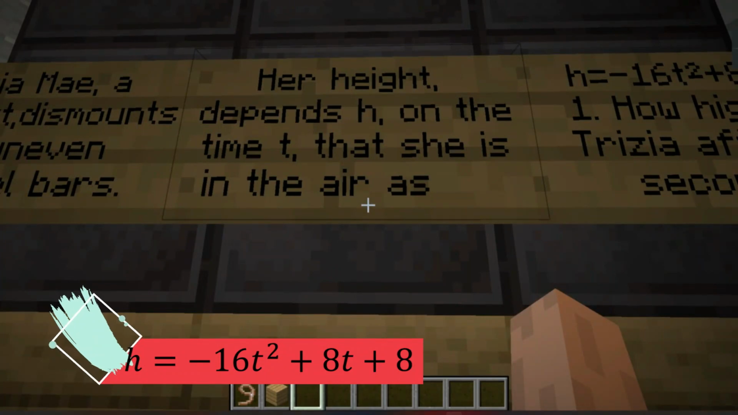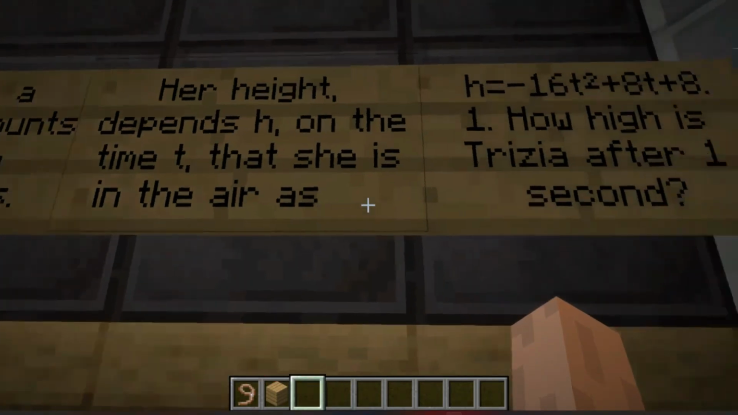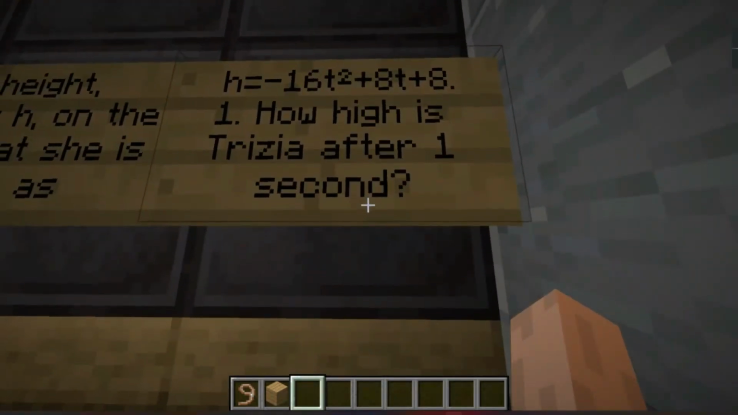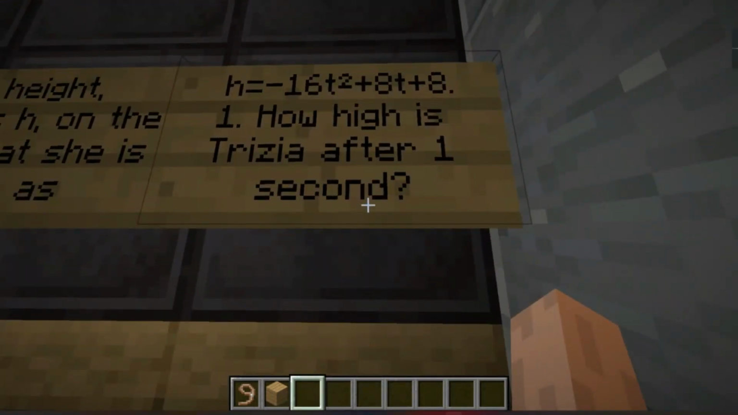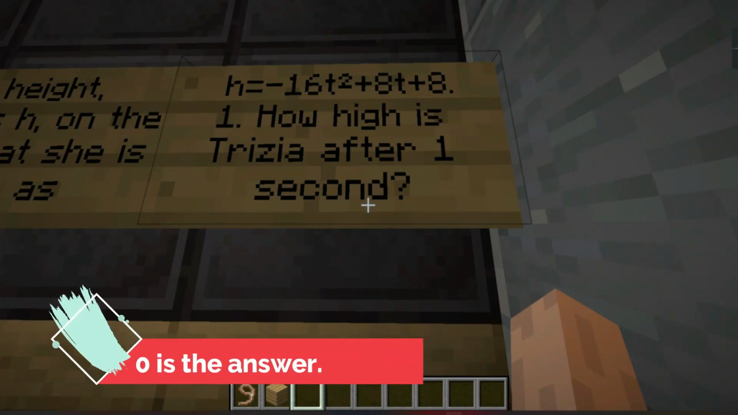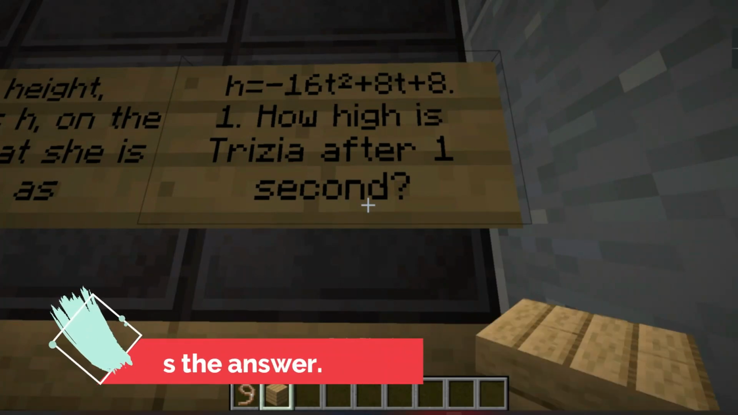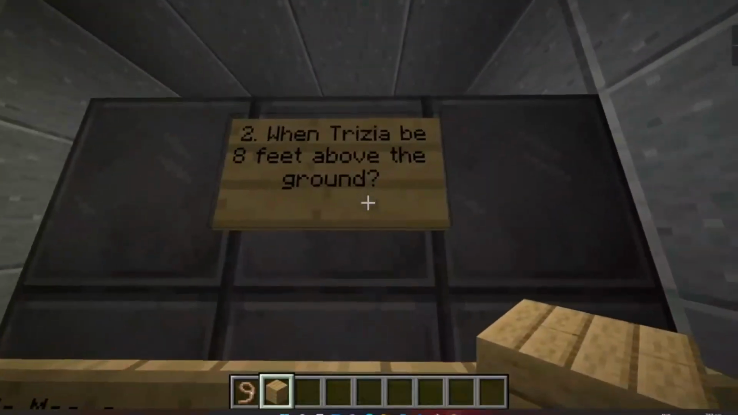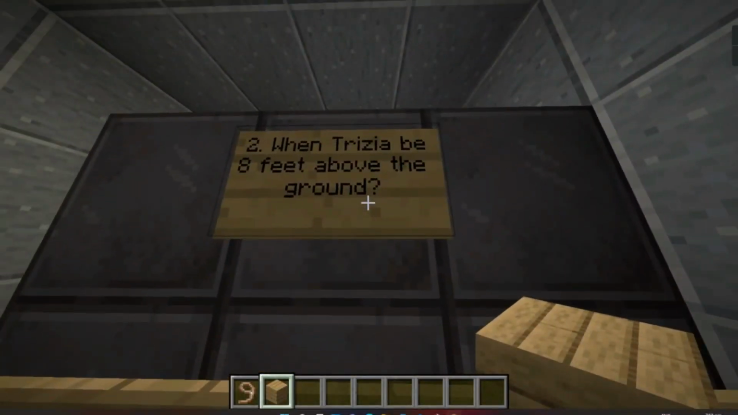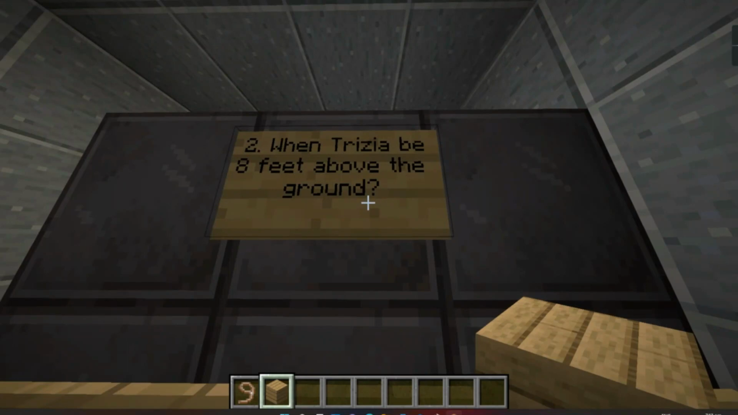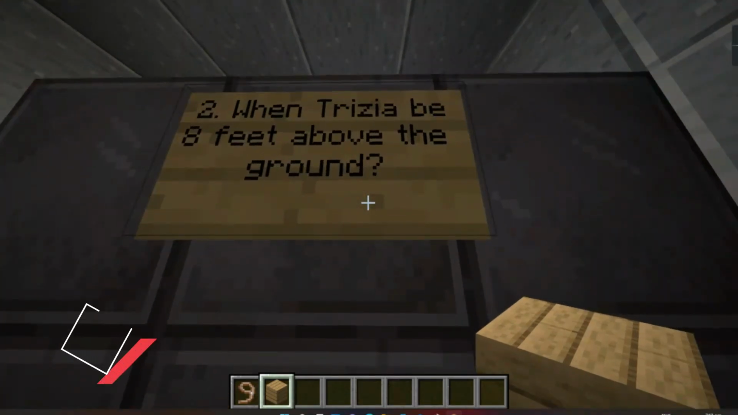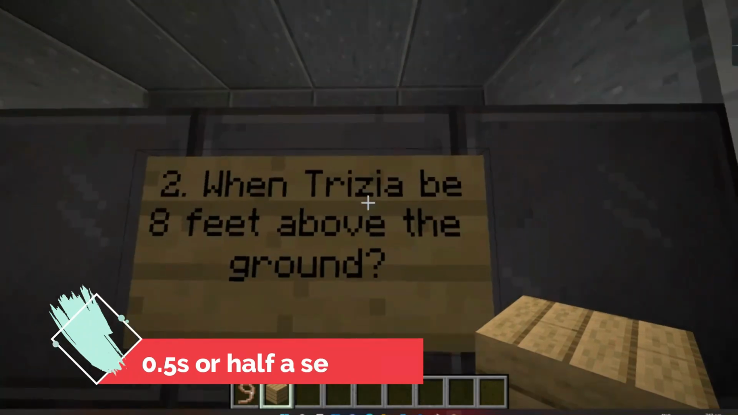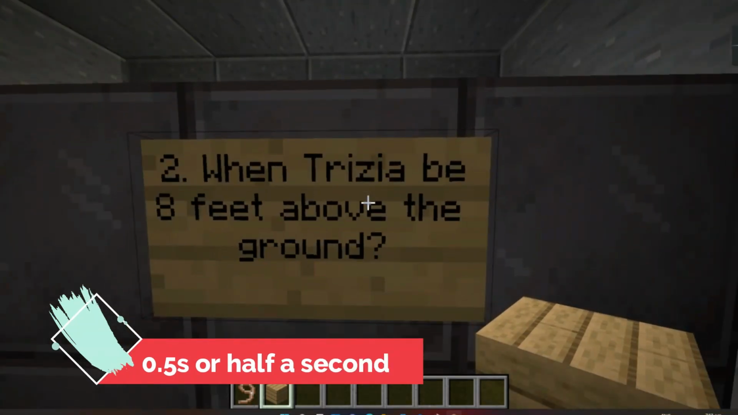Number 1. How high is Trisha after 1 second? If your answer is 0, then you are correct, meaning she will reach the ground. Number 2. When will Trisha be 8 feet above the ground? If your answer is 0.5 second or half a second, you got the correct answer.